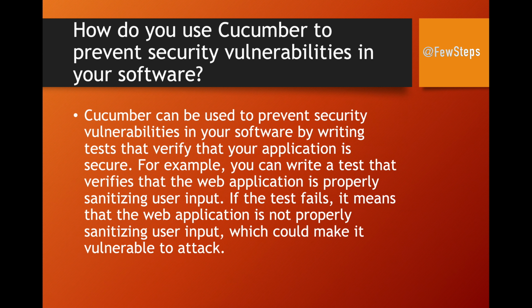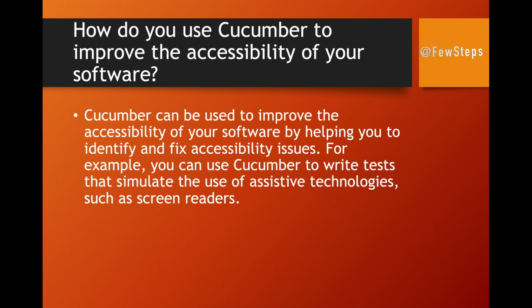Question 109. How do you use Cucumber to prevent security vulnerabilities in your software? Cucumber can be used to prevent security vulnerabilities in your software by writing tests that verify that your application is secure. For example, you can write a test that verifies that the web application is properly sanitizing user input. If the test fails, it means that the web application is not properly sanitizing user input, which could make it vulnerable to attack.